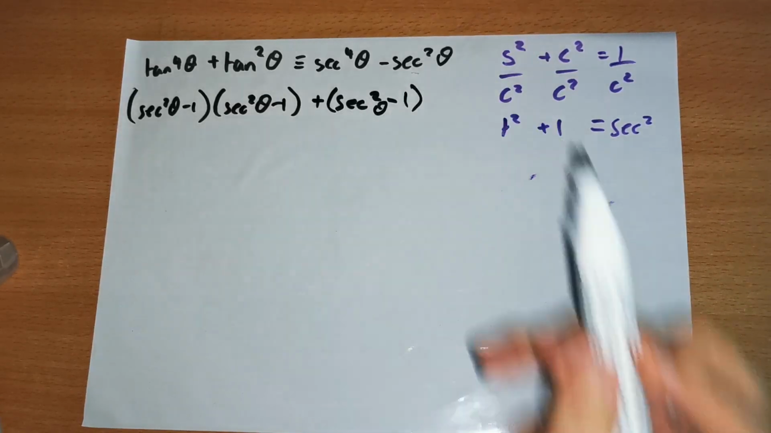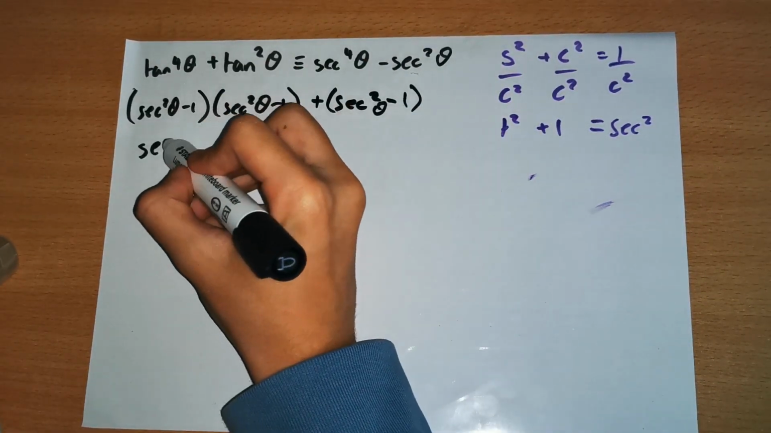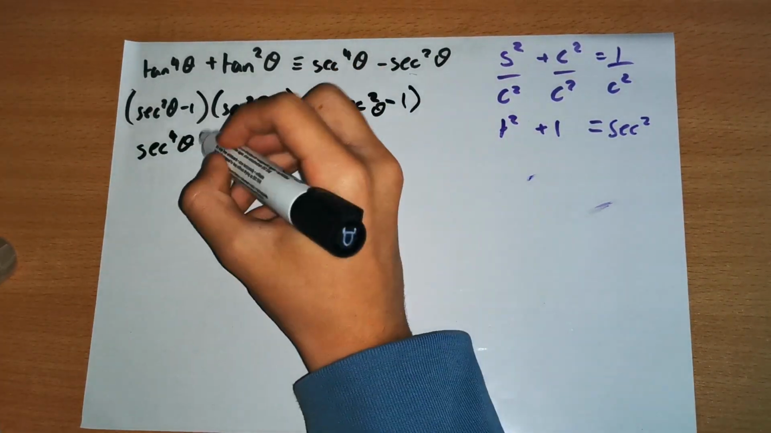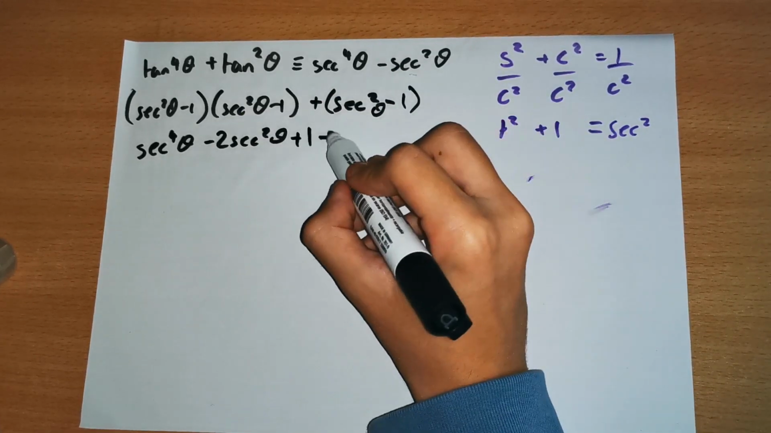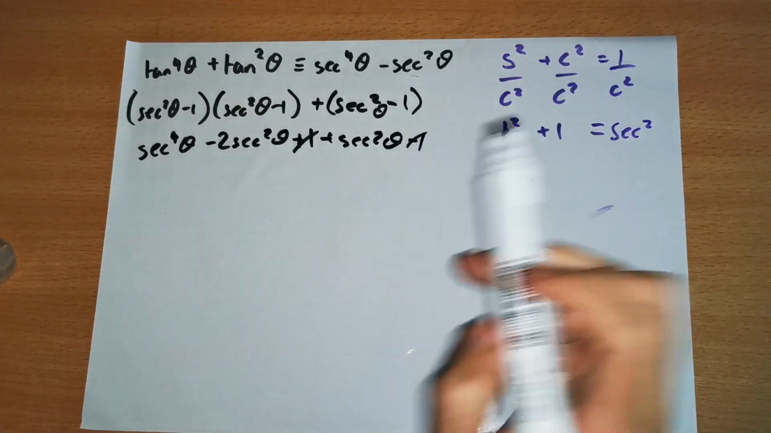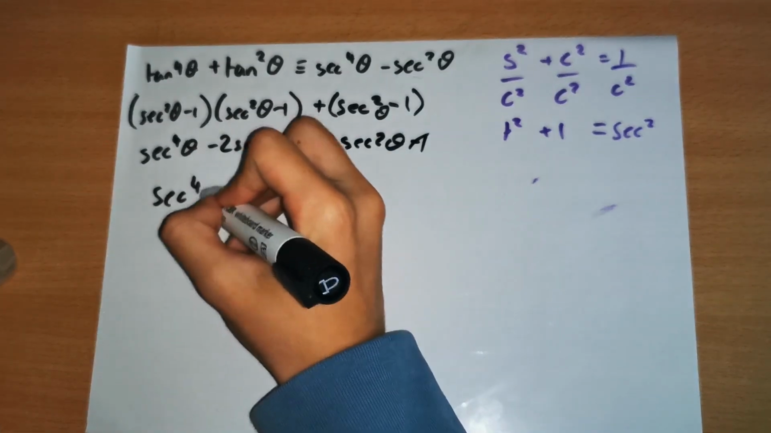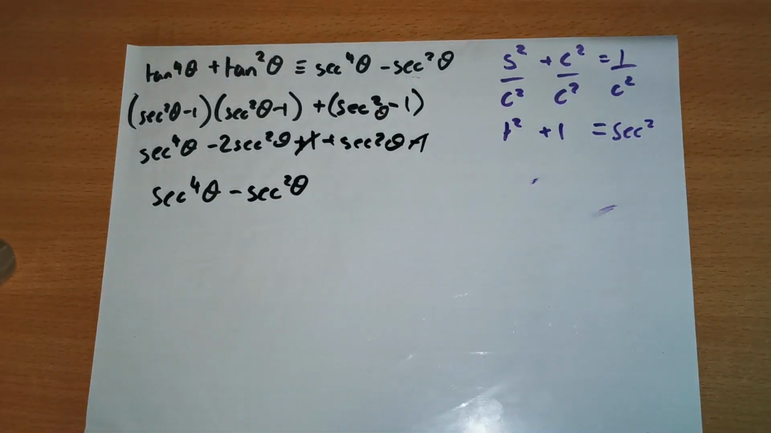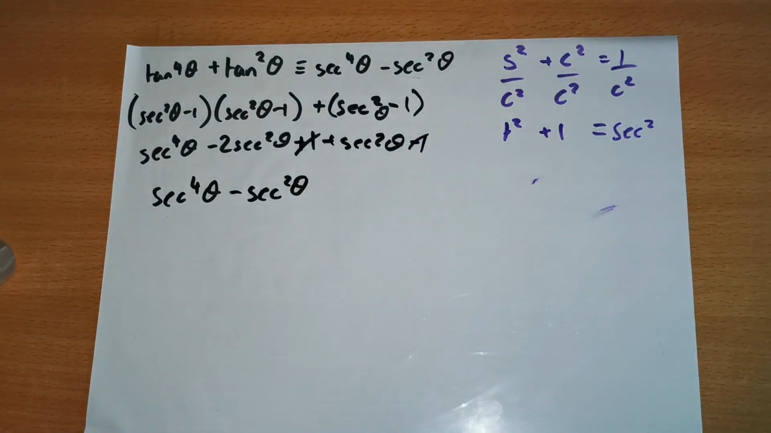I forgot the theta. Pretend it's there. Okay, now let's multiply this out. Sec squared theta times sec squared theta is sec power 4 theta, minus sec squared theta, minus sec squared theta, minus 2 sec squared theta, minus 1 plus 1, plus sec squared theta minus 1. Now the 1 and the 1 cancel out. Minus 2 sec plus sec is minus 1 sec. So sec 4 theta minus sec squared theta, and my side lights went out. Good for them. Is exactly what we have here. And so we've proven it.